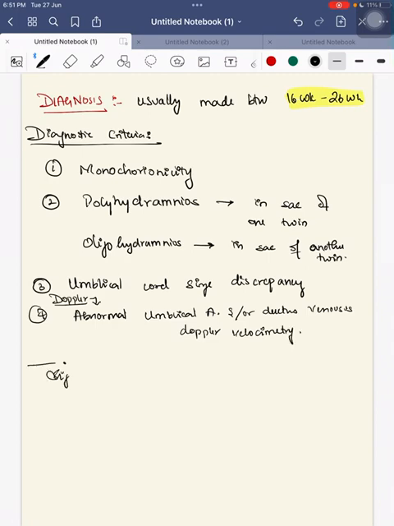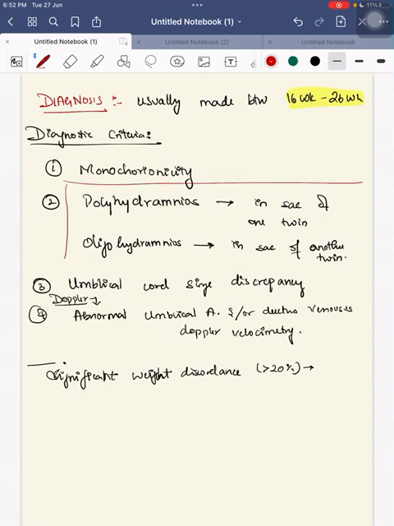And as usual, in the postnatal period, you can find a significant weight discordance of more than 20%. This can be detected even antenatally using our ultrasound, this weight detection. But the main criteria to tell the patient is having twin-to-twin transfusion syndrome is by seeing these two, that is polyhydramnios in one sac and oligohydramnios in the other sac, and the Doppler, that is abnormal umbilical artery and the ductus venosus Doppler velocimetry.